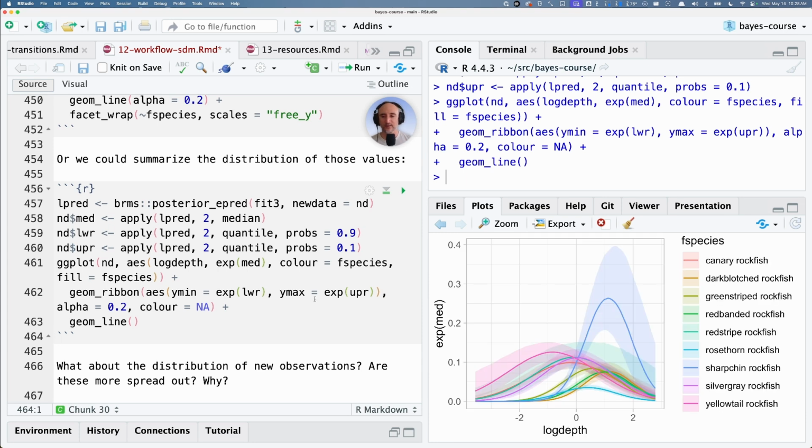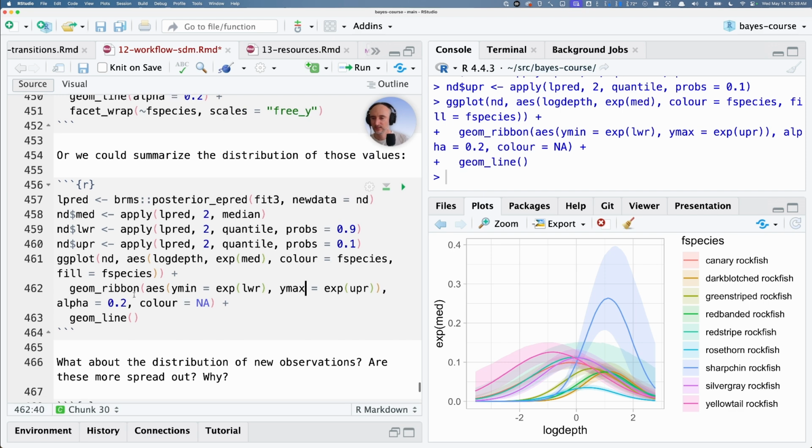And then I can just plot them like that. And I'm making sure in this case to exponentiate my lower, upper, and my expected value, the median, to put this back on a density instead of a log density scale. So it sort of changes the shape of my curves.